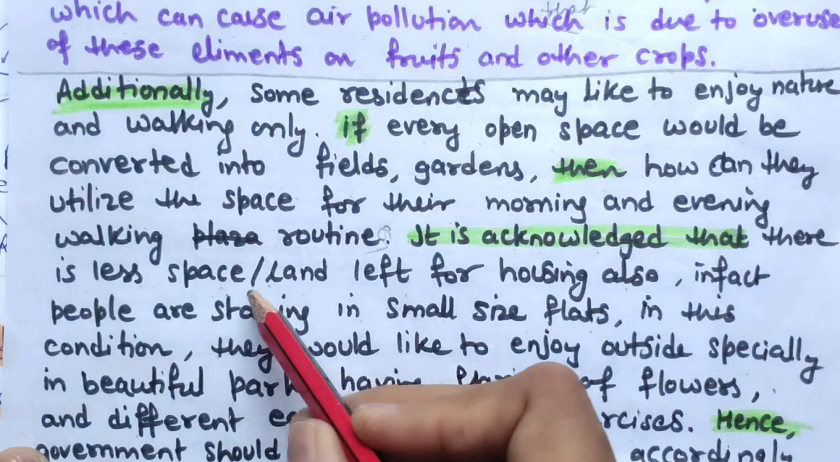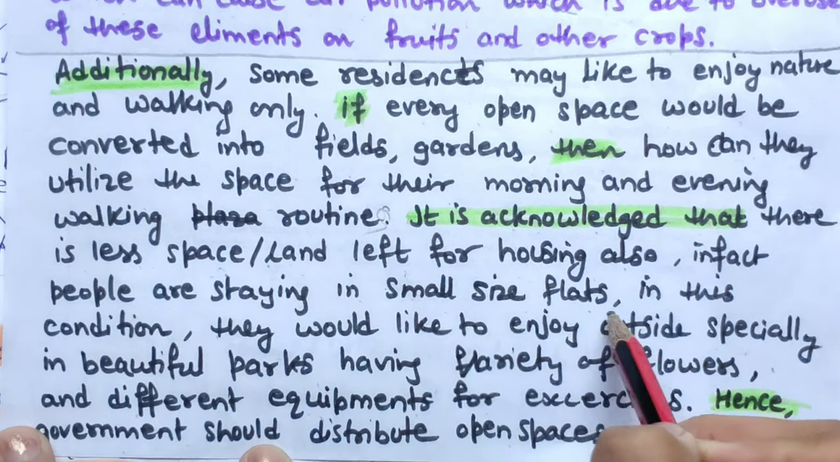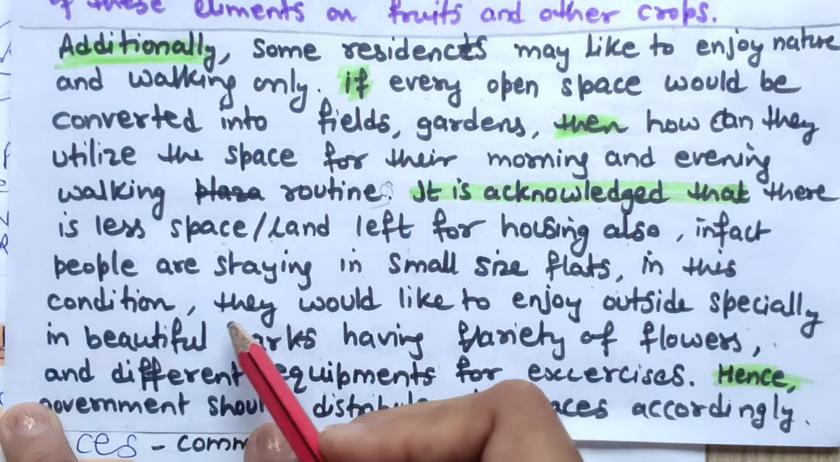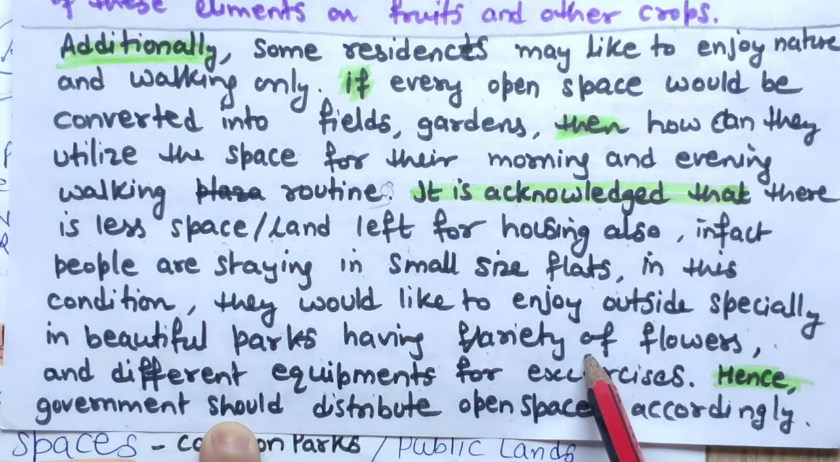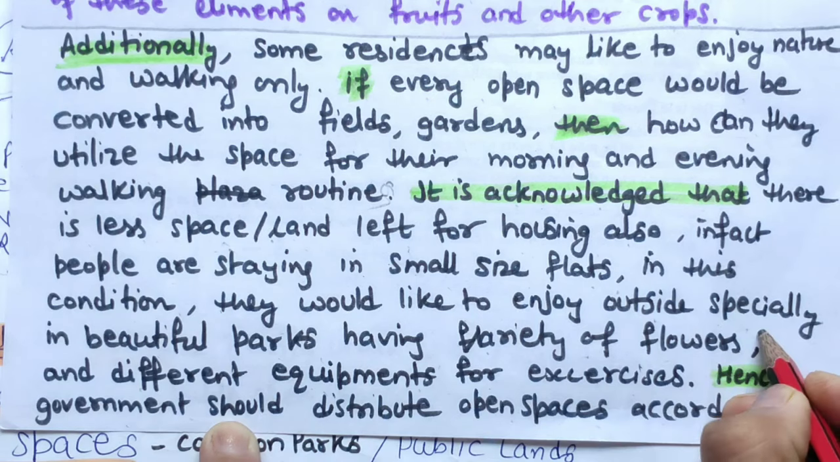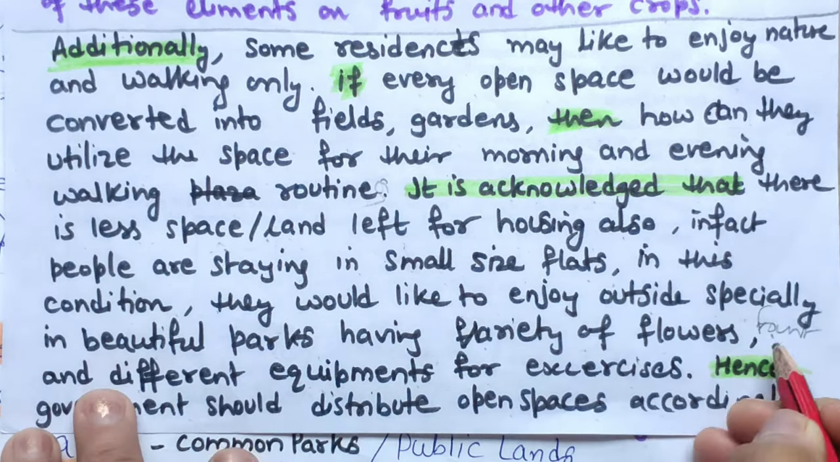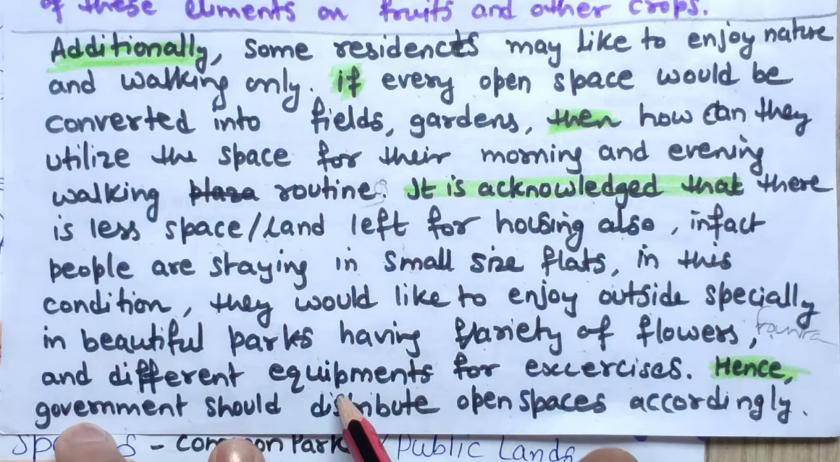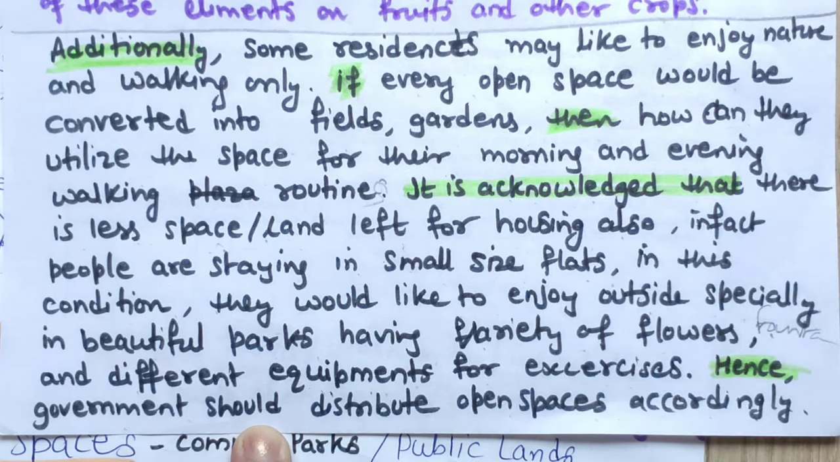There is less space or land left for housing also. In fact, people are staying in small size flats. In this condition, they would like to enjoy outside, especially in beautiful parks having variety of flowers, fountains also. I have forgotten to write fountains also, and different equipments for exercises. Hence, government should distribute open spaces accordingly.